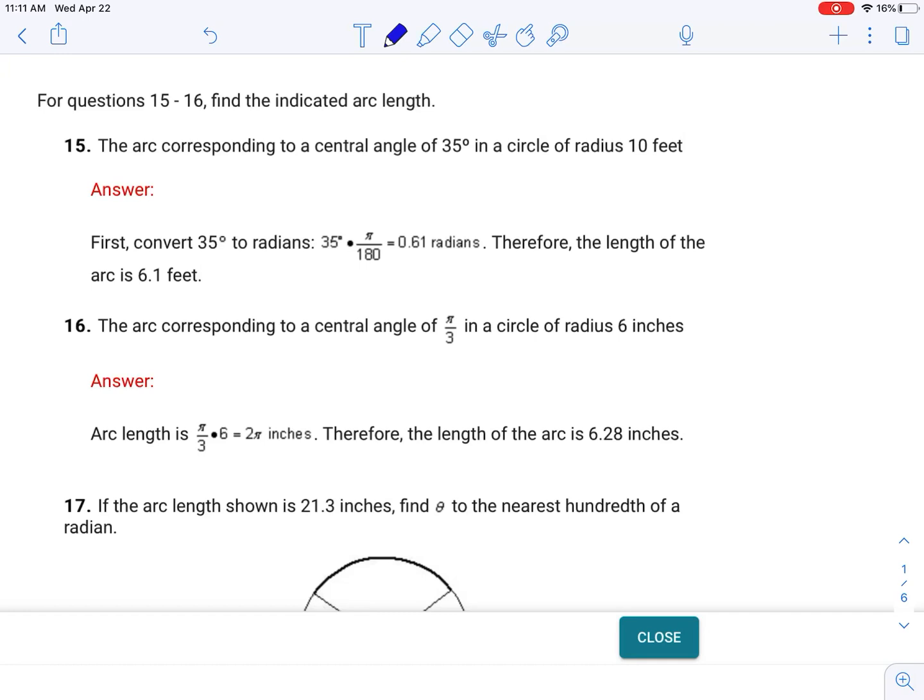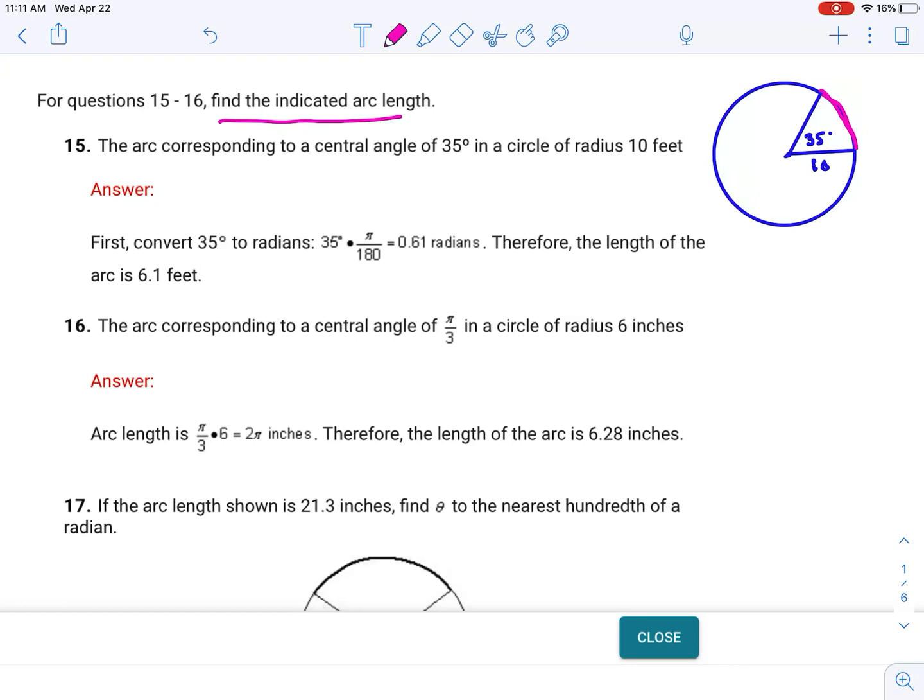Okay, so it wants us to find the arc length. It doesn't give you a picture here, which I wish it did, especially since you're just learning to do it. But the picture would look like this. Okay, this is a central angle. That's what we're creating. We're creating central angles, okay? And they tell us that this is 35 degrees and the radius is 10 feet. And what it wants is the distance from here to here. It wants that arc length, okay?